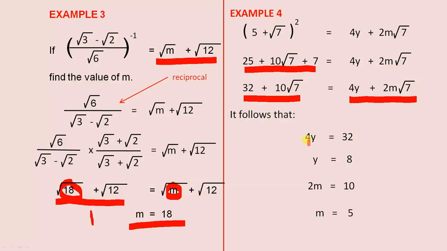So it follows that 4y must be equal to 32. So y is 8, because 4 8s are 32. The 2m must equal 10. So 2m equals 10. Therefore m equals 5. And they are the answers.